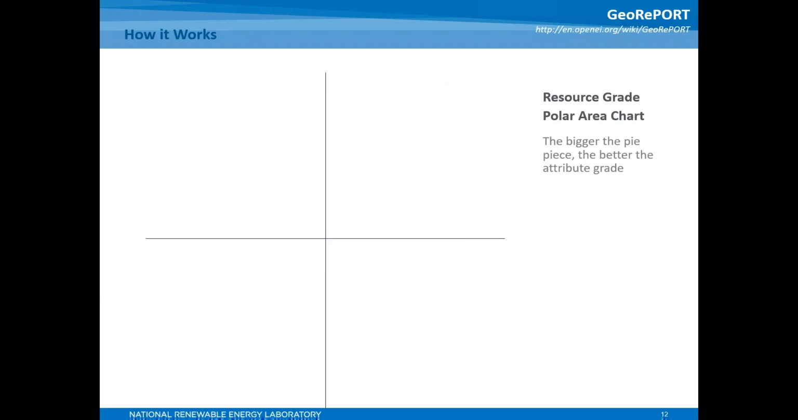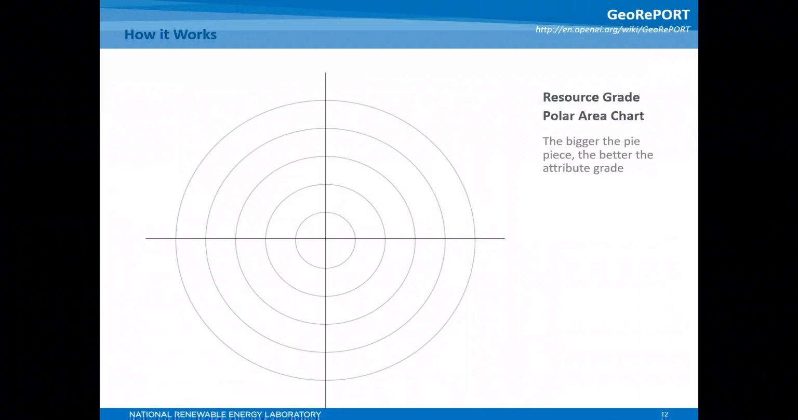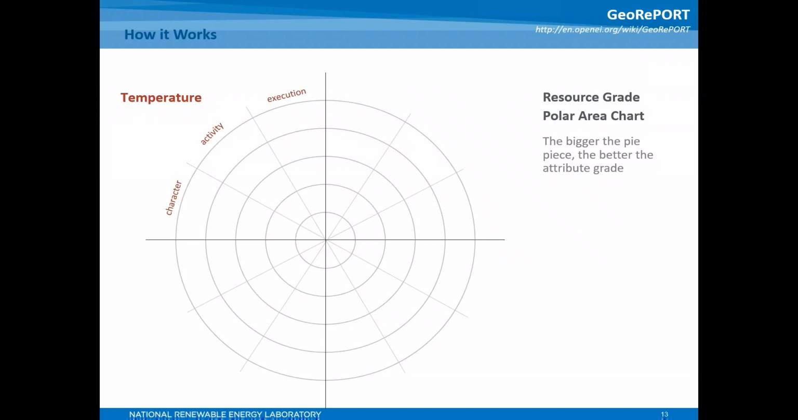We start with a polar area chart with 5 levels. E is represented on the inner circle. A is represented on the outer circle. So the bigger the pie piece, the better the grade. We represent the temperature attribute in the upper left quadrant, and then display the 3 indices in pie pieces: character, activity, and execution. The 250 degrees C B grade resource would be shown by the first wedge. The activity index was an A, and the execution was a C.